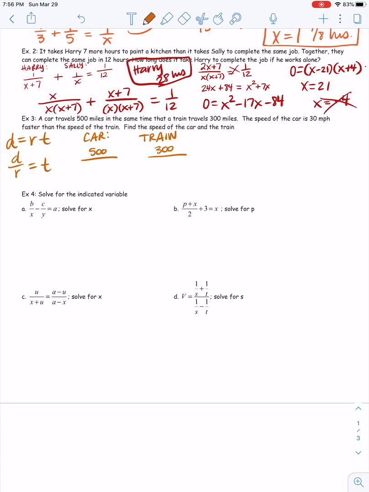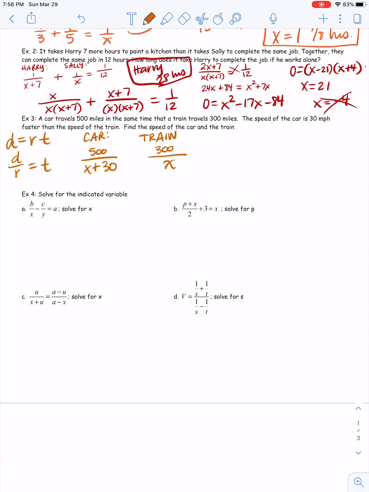Notice it says in the same time they travel that. And it says the speed of the car is 30 miles per hour faster than the speed of the train. Miles per hour, that is our rate. The speed of the car is 30 more than the speed of the train. We don't know what the speed of the train is, so x. The car is 30 miles per hour more than that. Whatever x is plus 30. What do we know about their time? 500 over x plus 30, that's distance over rate, that equals a time.